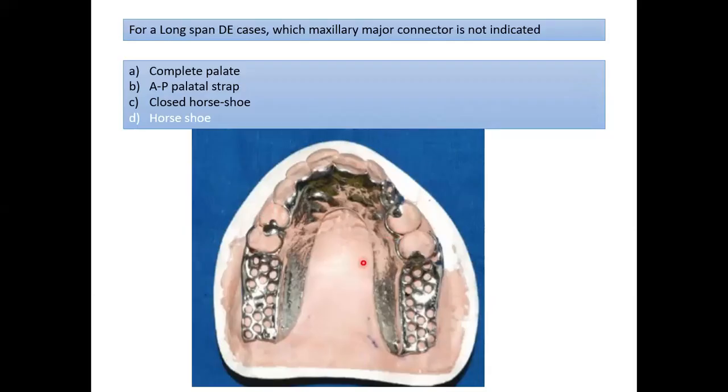So the horseshoe shaped kind of maxillary major connector should be avoided, or is not indicated, in long span distal extension cases. But the most commonly used major connector in long span distal extension cases is your anteroposterior palatal strap or your complete palate.